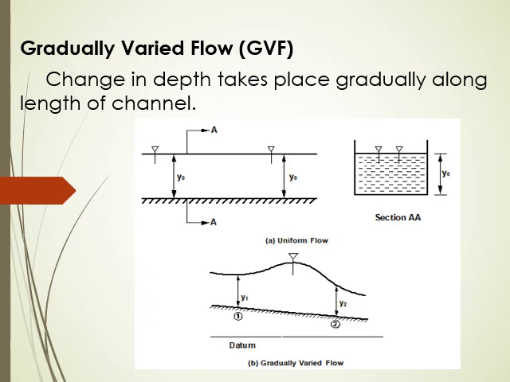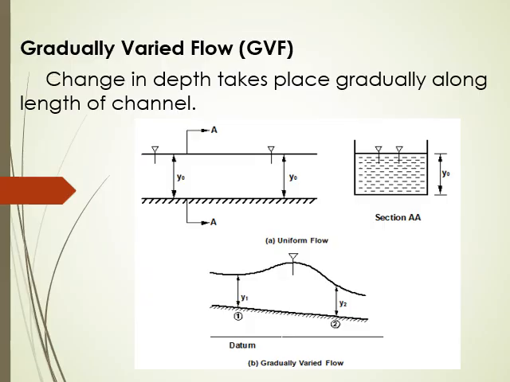The next one is about gradually varied flow. Here the depth changes very slowly along the channel. I think you have seen the gradually varied flow diagram, with Y1 and Y2. Because of any weir or any slope constructed across the river, the depth of the flow tends to change very slowly along the length of the channel.